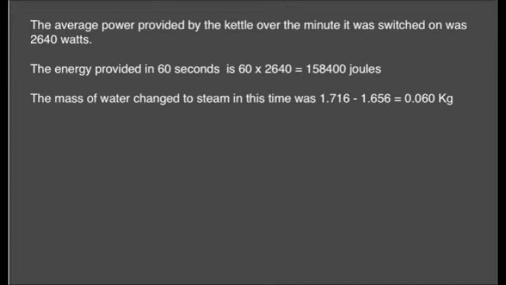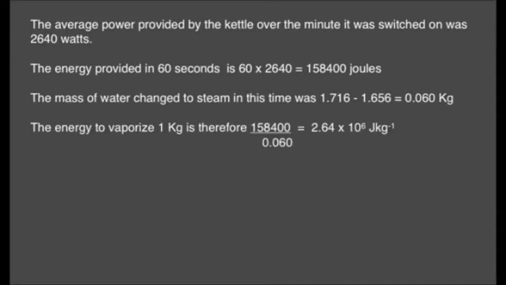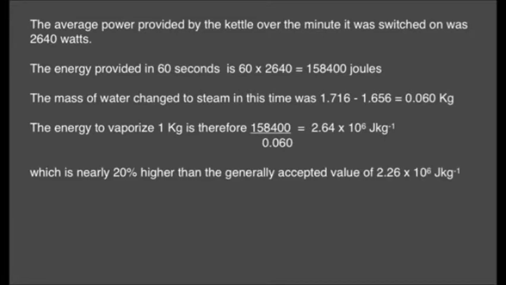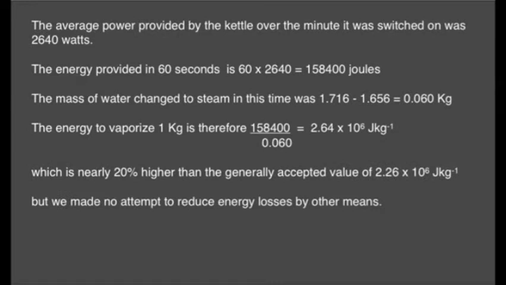converted to vapor. The latent heat of a material is expressed as the amount of energy required to convert 1 kilogram from one state to another. Therefore, we need to divide the total energy we supplied by the mass evaporated. The value we calculated, 2.64 times 10 to the 6 joules per kilogram, is significantly higher than the generally accepted value of 2.26 times 10 to the 6.